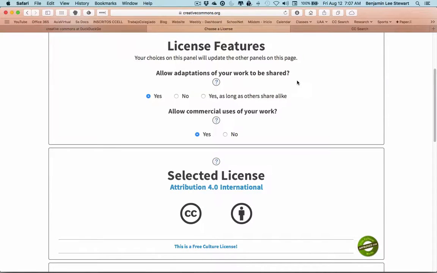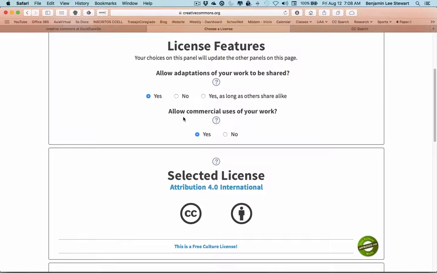So if you'll see here, there are basically two questions that prompt you to decide what type of Creative Commons license you want to use. The first question is, allow adaptations of your work to be shared. So when the author's creating a work, they can decide whether or not others need to use that resource in its exact form, or if they can make derivatives or variations of that work. If they select yes, then basically they're saying that others can adapt it, modify it, change it however they wish. They're giving others the right to do that.